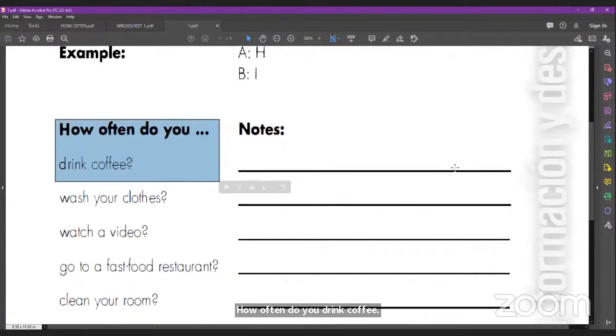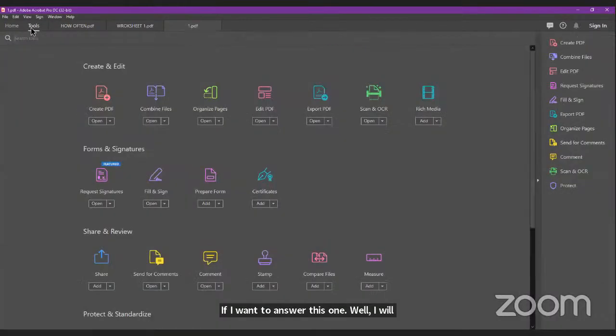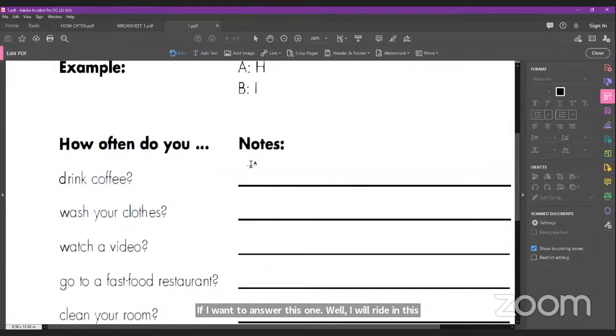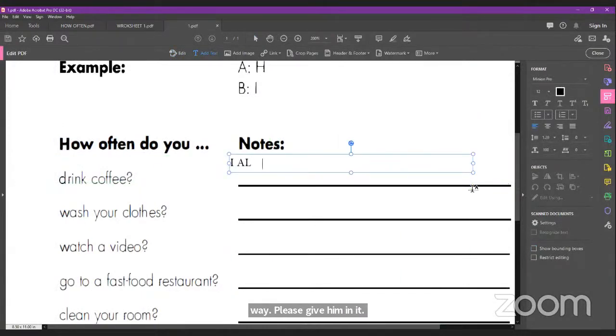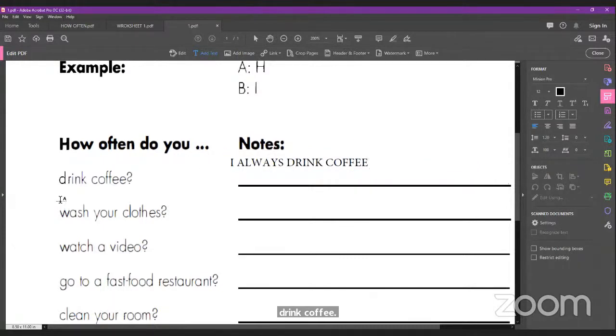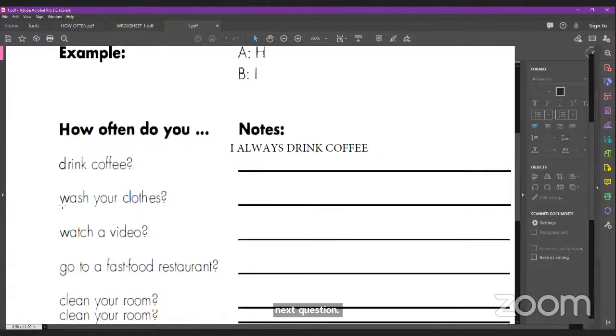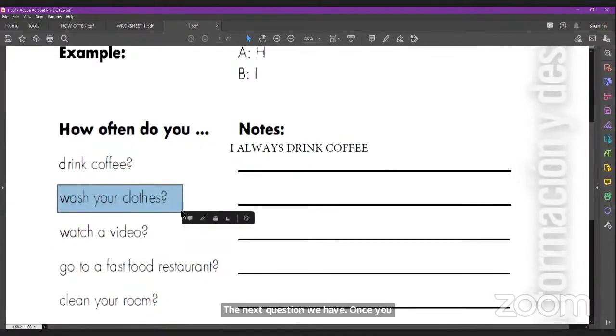If I want to answer this one, well, I will write in this way. Please give me a minute. And I will say, I always drink coffee. You see? I always drink coffee. Next question. In the next question, we have wash your clothes. Wash your clothes means lavar tu ropa. How often do you wash your clothes? ¿Cuánto a menudo lavas tu ropa? Always, usually, sometimes, never, well, it's up to you.